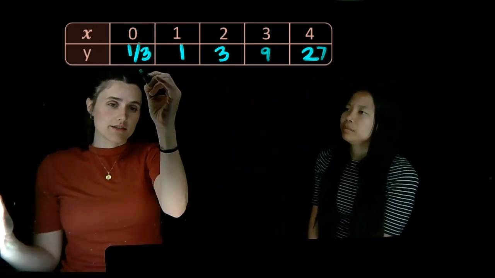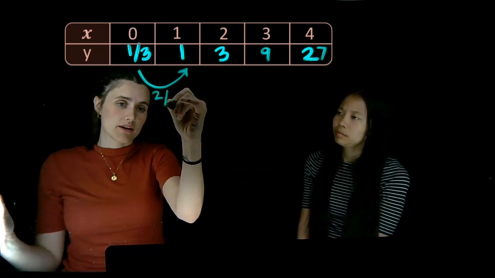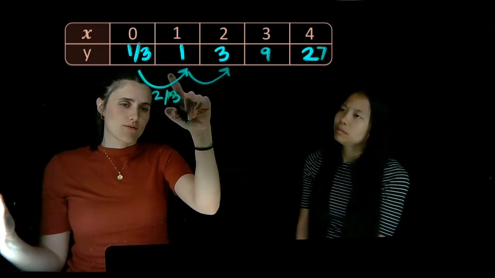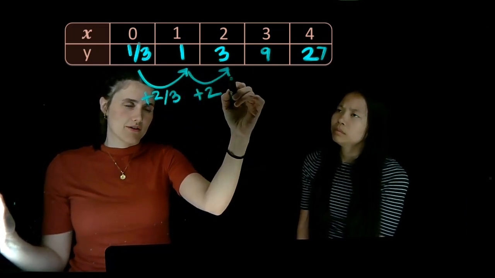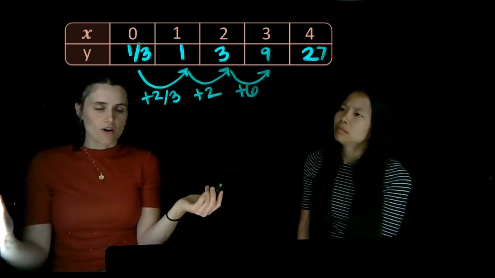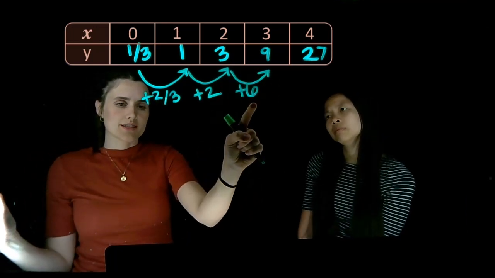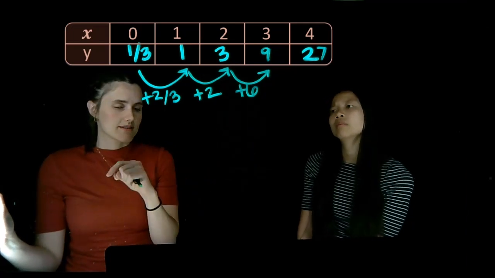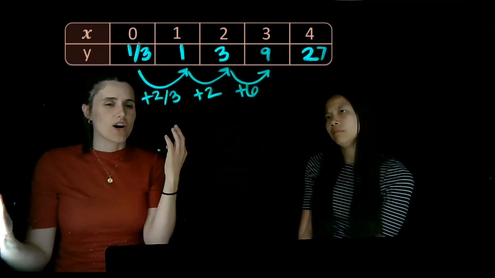So here, if I do 1/3 plus 2/3, I'll get 1. Okay. Then what do I have to add to get 3? 1 plus 2 gives me 3. Okay. So those are not the same. And then 3 plus 6 gives me 9. Those are all not the same number, right? So this is not growing by a constant number every single time, right? So this is not a linear function.